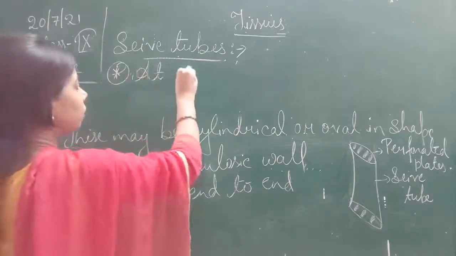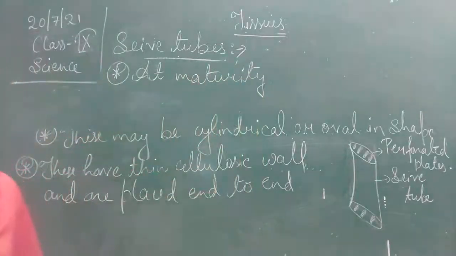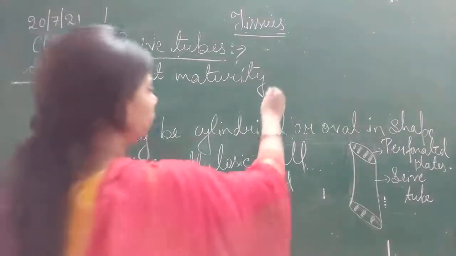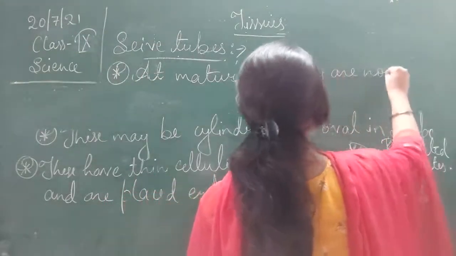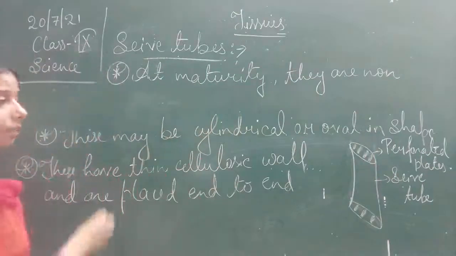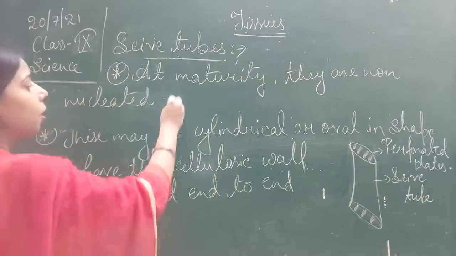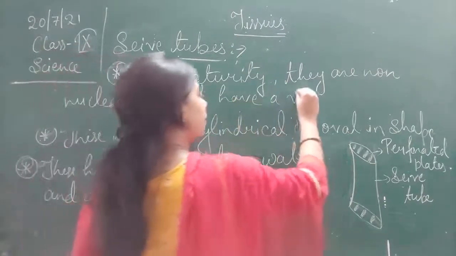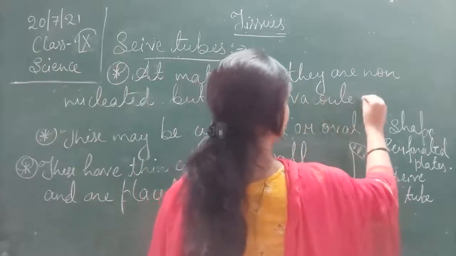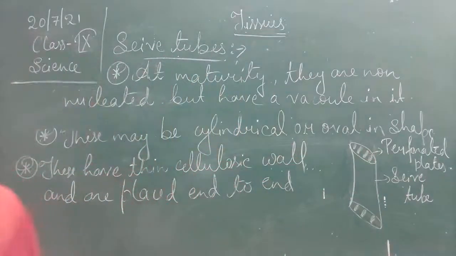At maturity, they are non-nucleated, which means they do not have a nucleus in them, but they have a large vacuole in them, students.